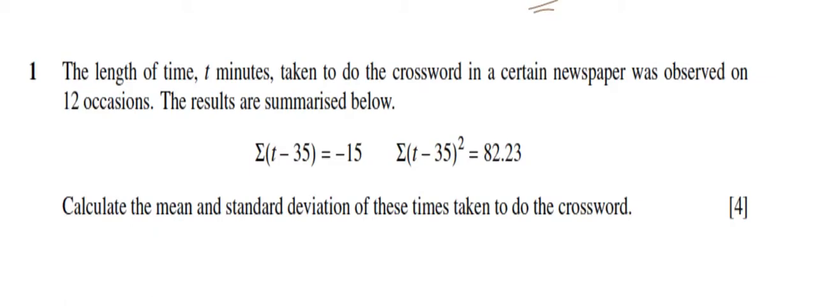With sigma (t minus 35) equals negative 15, sigma (t minus 35) squared equals 82.23. Find the mean and standard deviation of these times taken to do the crossword.